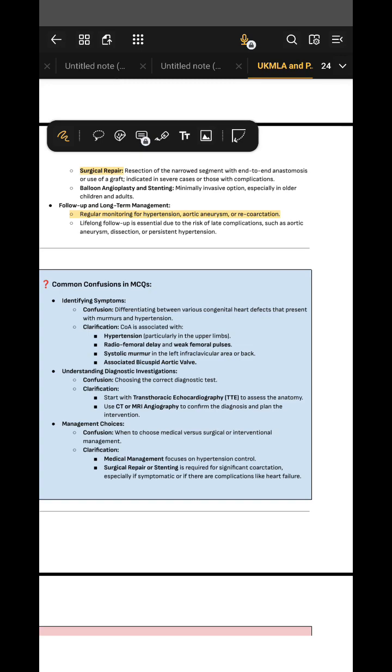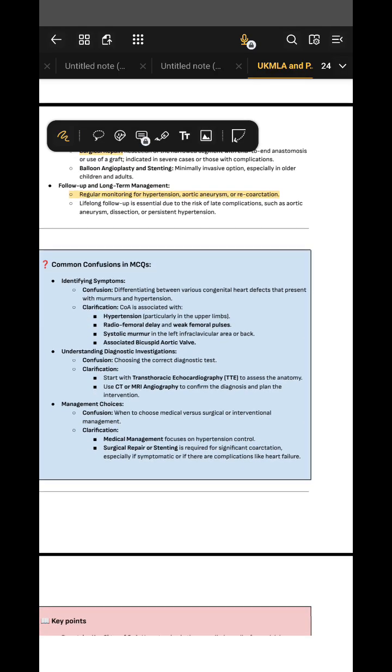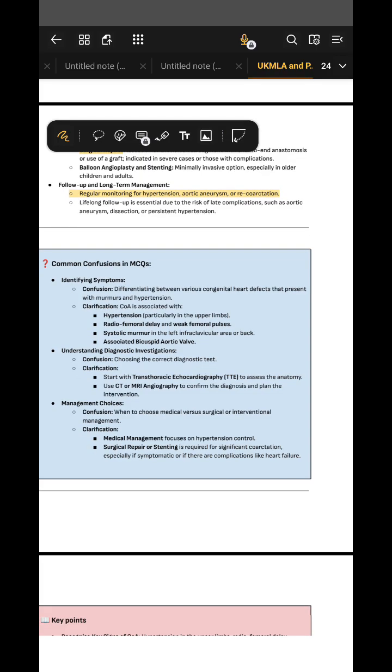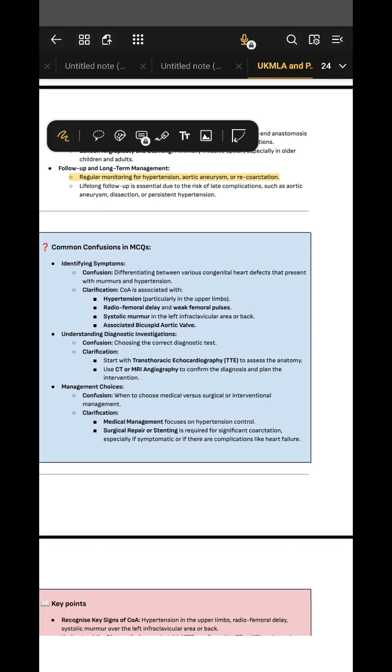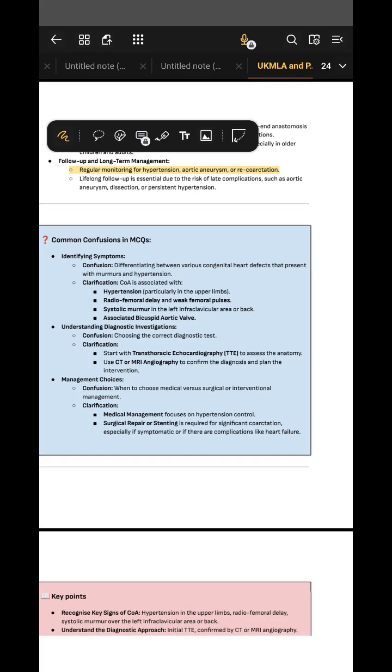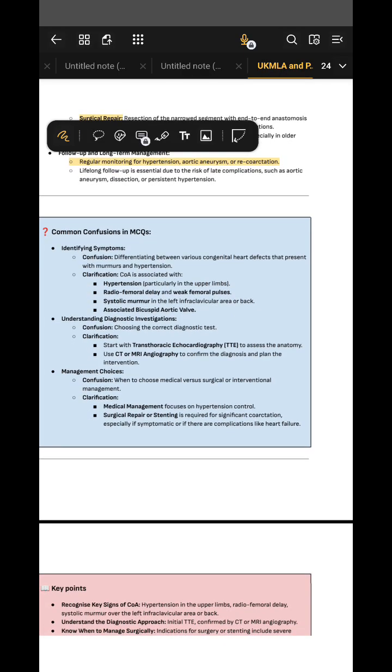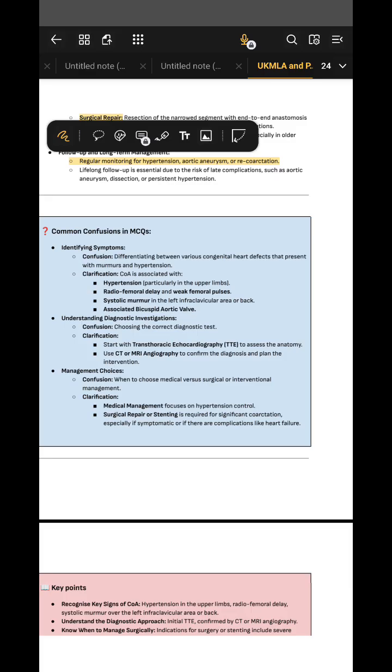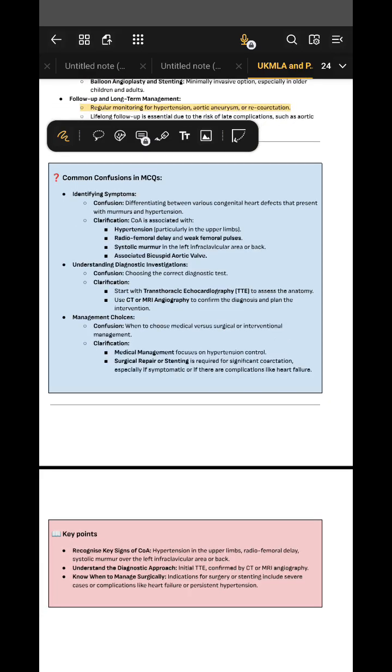Indicated in severe cases with complications: balloon angioplasty and stenting, minimally invasive, especially in older children. So follow-up for long-term management: regular follow-up because hypertension, aortic aneurysm and re-coarctation can occur. So the complications: aortic dissection, aortic rupture, and persistent hypertension.